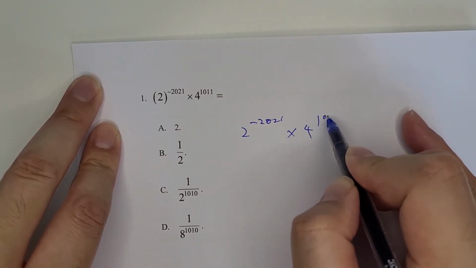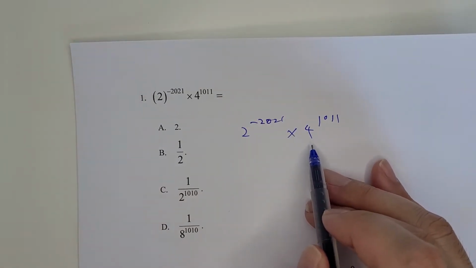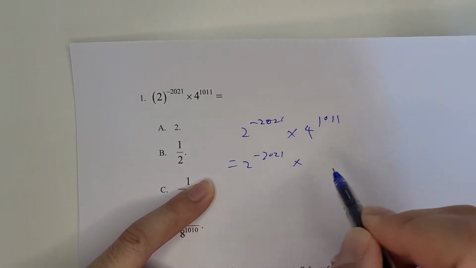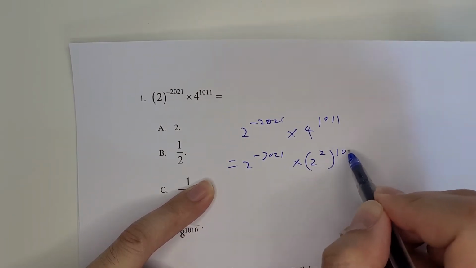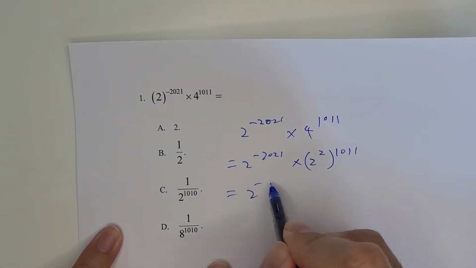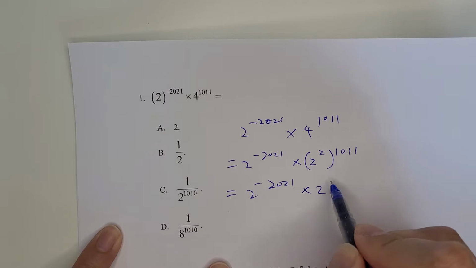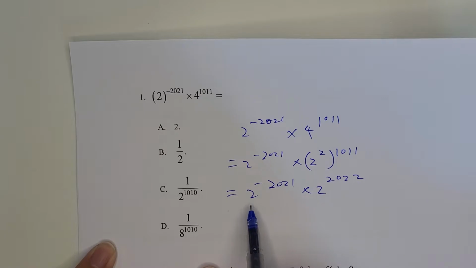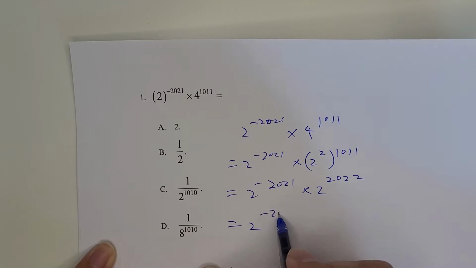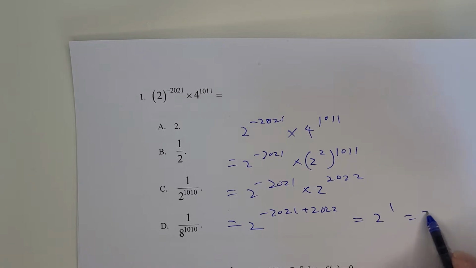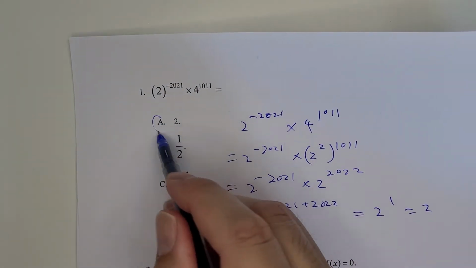First of all, we can make this 4 to the base 2, so that becomes 2 to the power 2, bracket, and then power 1011. And you can see that we can change it to 2 to the power 2022. After we perform the multiplication with the same bases, that is the addition of the indices. So that is 2 to the power 1 and that is 2. So the answer would be A.